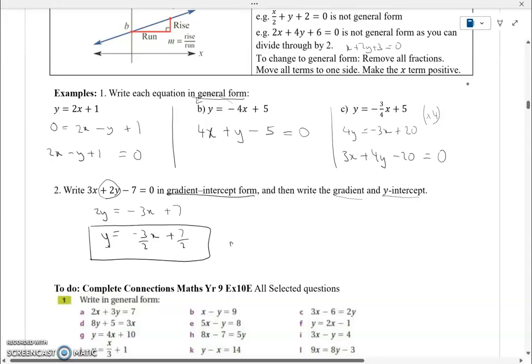And write down the gradient. Well, the gradient will be the coefficient of x, which is negative 3 on 2. So that's the gradient. And the y-intercept is b, which is the constant term if it's in gradient intercept form.